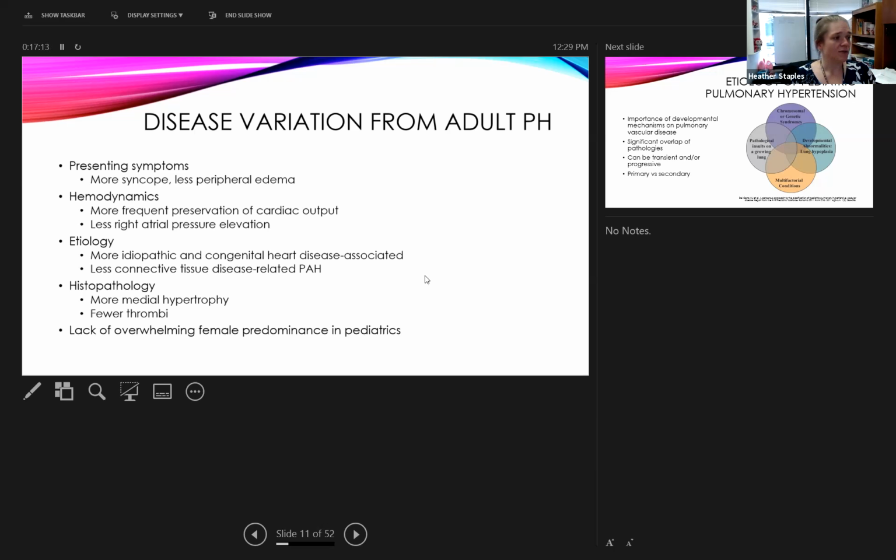They tend to have longer preservation of their cardiac output. Sometimes you'll see it as a long-term impact from congenital heart disease. They don't have as many connective tissue disease issues like the adults do. And they don't tend to have as many thrombi. Adults with PH tend to get a lot of clots.